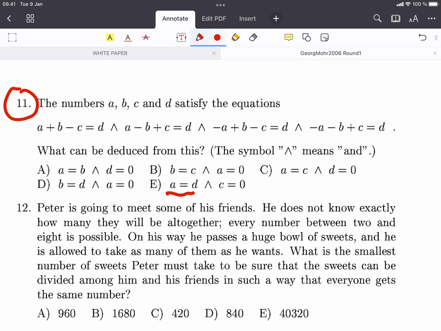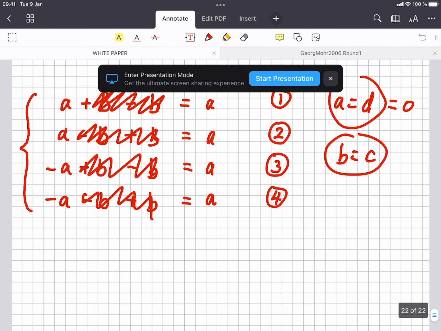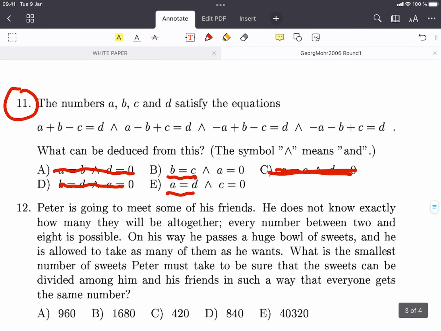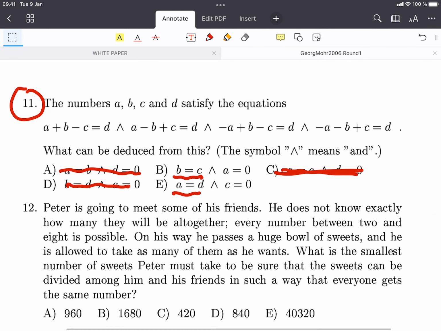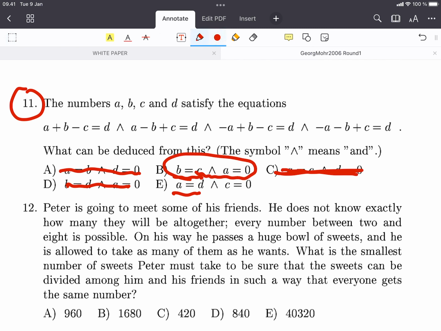I'm not agreeing with a equals b or b equals d. I am agreeing with b equals c, and I'm not agreeing with a equals c. So it looks like it's going to be that I can deduce b equals c and a equals 0. That's the one that agrees with everything I've done so far. So I'm going for answer B. I can deduce that b equals c and a is equal to 0.